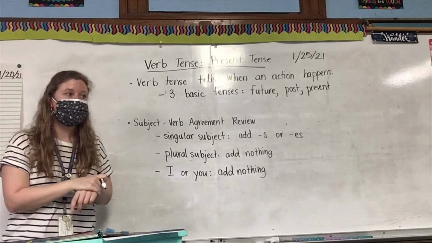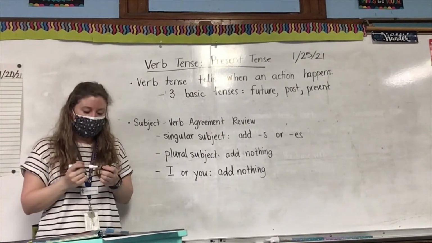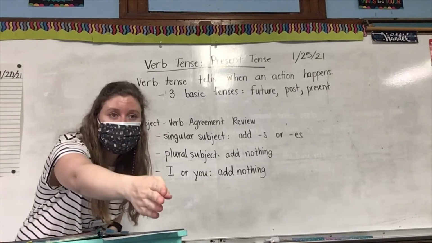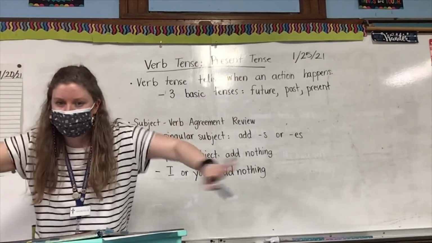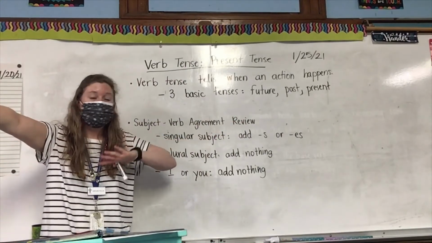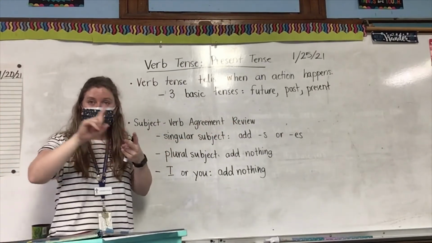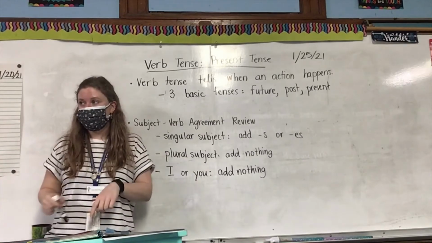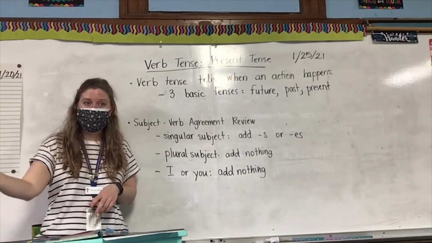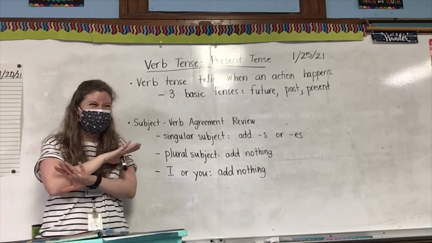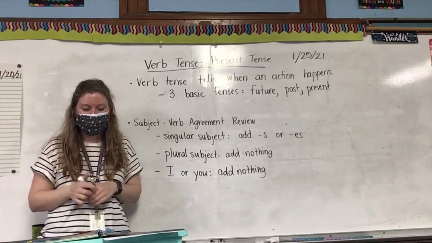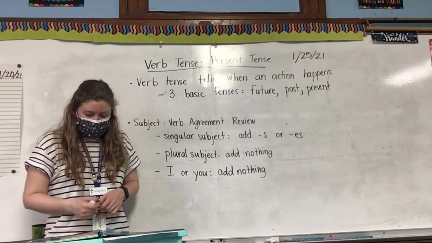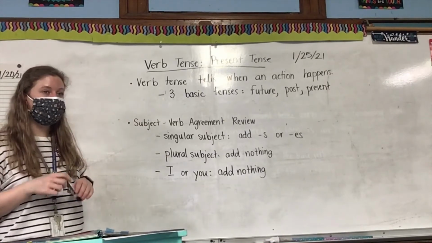I is different. Same with you. Now, I could be saying you as in Cullen, which would be singular, or I could be saying you as in all of you guys sitting in front of me right now, which would be plural. It doesn't matter. Whether you is singular or plural, you add nothing. So I and you are the only singular pronouns that you would not add an S to. That's just because that's how we speak.